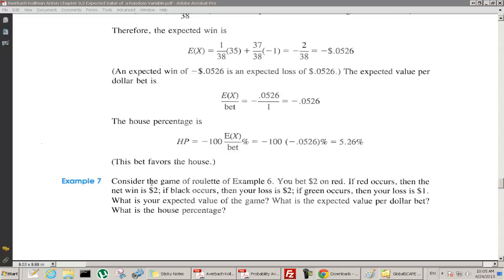So let's read this. Consider the game of roulette in the previous example. You bet $2 on red. If red occurs, then the net win is $2. And if black occurs, then your loss is $2. If green occurs, that is the 0, the 0, 0, then your loss is $1. And then they say, what is the expected value of this game? So if these are the outcomes, you can win $2 if it's red. You can lose $2 if it's black, and if green occurs, you can lose $1. So what's the expected value of the game? What is the expected value per dollar bet? And what is the house percentage?